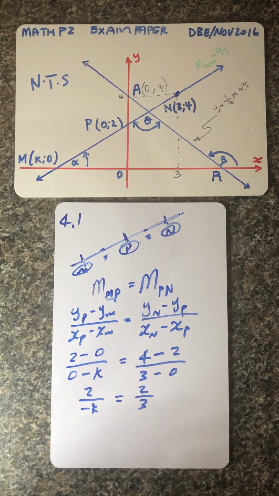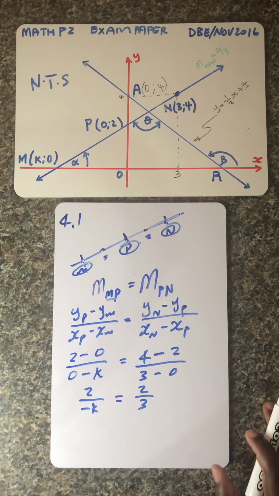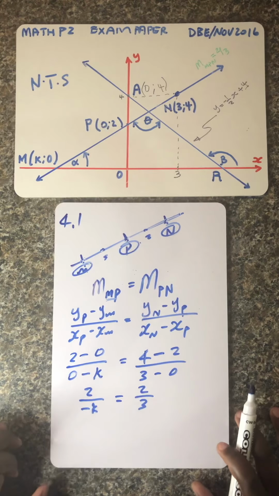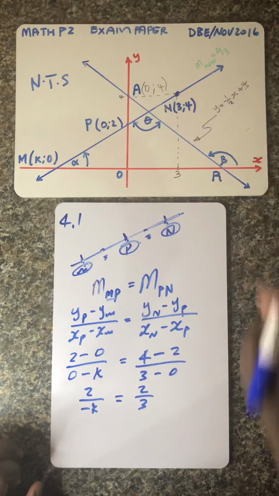So guys, it's very, very important to note down that information, because you never know, we might need it to solve some of the upcoming questions. So that means the gradient of that line is equal to 2 over 3.